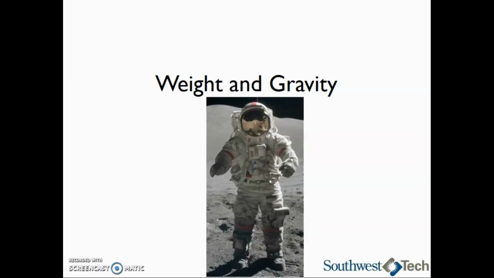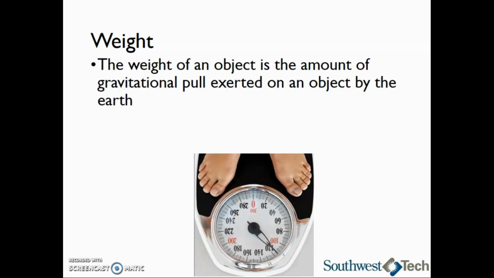Our 7th lecture video on force will cover the basics of gravity and weight. The weight of an object is the amount of gravitational pull exerted on an object by Earth or another planet. We won't go too much into the details, but the gravitational pull exerted by the Earth is much greater than the gravitational pull exerted by the Moon, since the Earth is much more massive than the Moon.